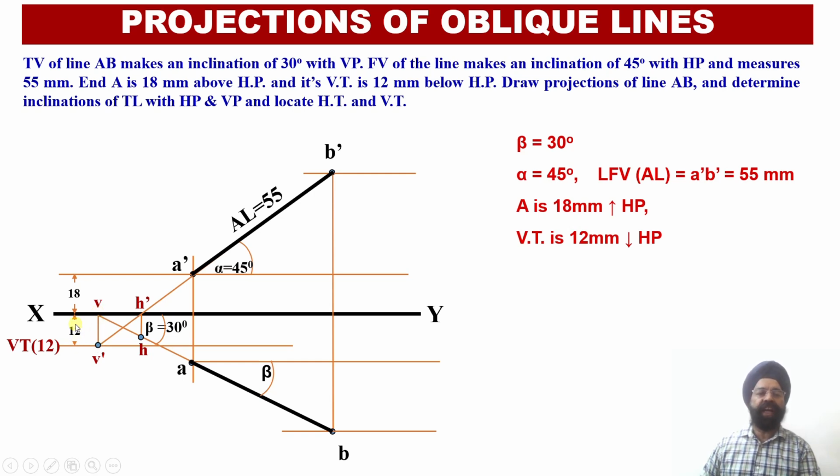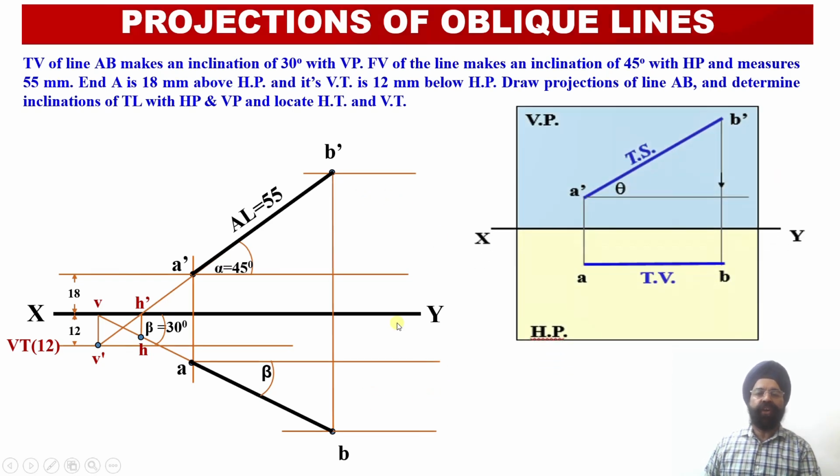And since we have already been provided with this value of Vt, we need to evaluate the value corresponding to this horizontal trace. So both of these traces we have evaluated. Now we need to evaluate the true length of the line in elevation and the true length of the line in plan. In order to evaluate the true length of the line in elevation, we know the basic fundamentals corresponding to the projections of the line.